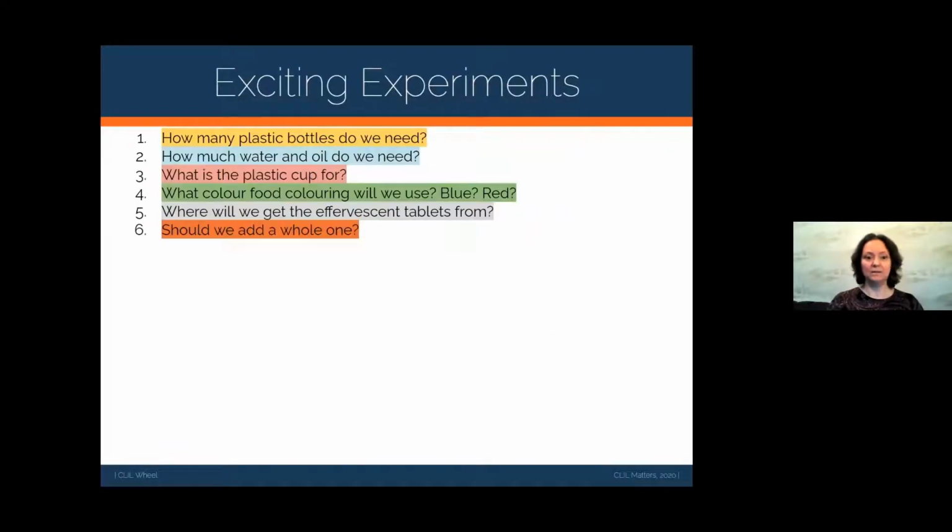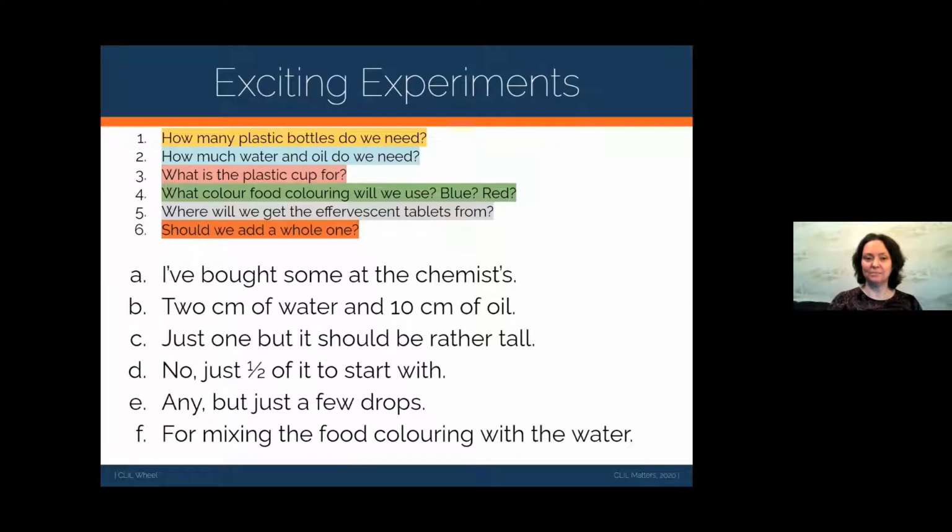So the next stage is to match those questions with the answers. Okay, so let's look at those. There is a question, there is an answer. How many plastic bottles do we need? And again, I'm looking at grammar, how many? And I've got just 1, but it should be rather tall.